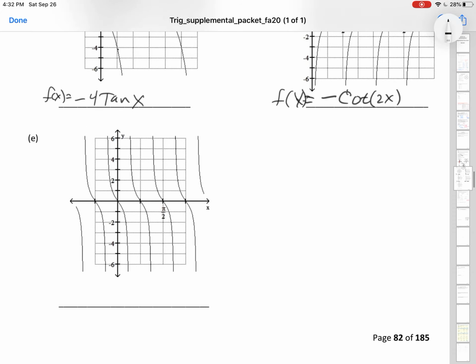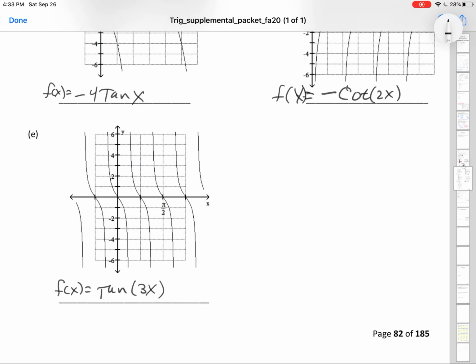And then this last one is definitely a tangent because it's going through 0, 0. Its period is what? So sometimes to get the period, I just look at how many times it's going through in a single period. So it looks like it's happening 3 times in a single period. So this is tangent of 3x. And that's what our f of x is going to be there.